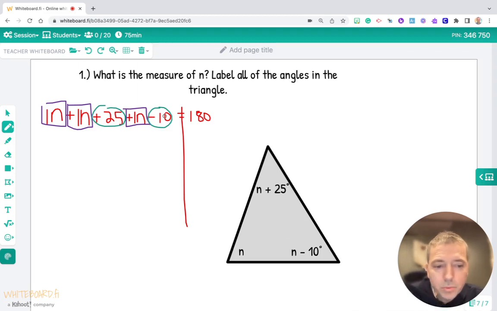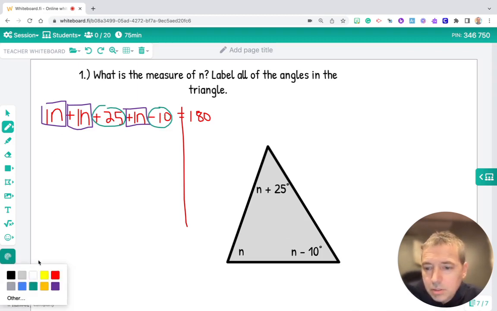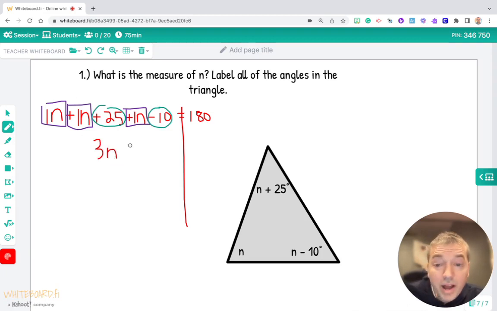When we combine like terms, we're going to add them together. So 1n, 1n, and 1n is 3n. And 25 plus negative 10, I think of that as a negative 10 because it's got a minus sign in front of it. 25 plus negative 10, well, that's positive 15, right? Bring everything down. Once I combine like terms, it's pretty easy. I got just a two-step equation.